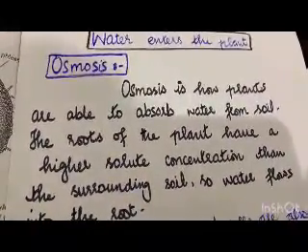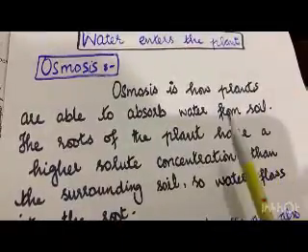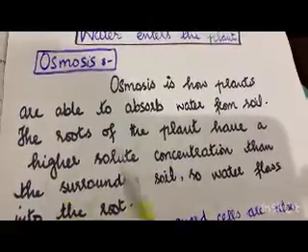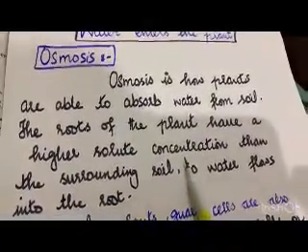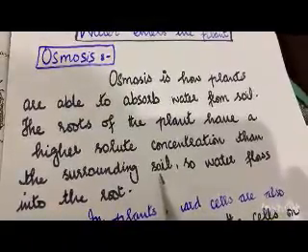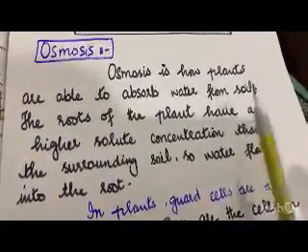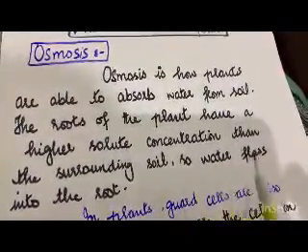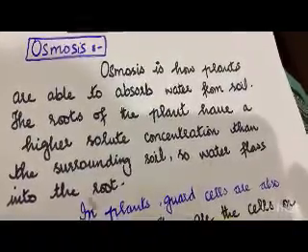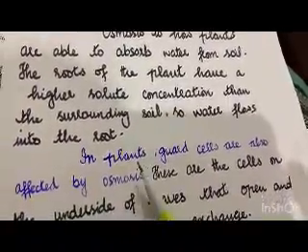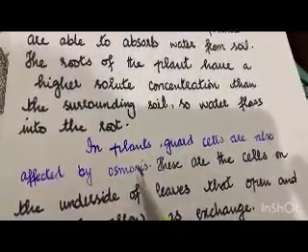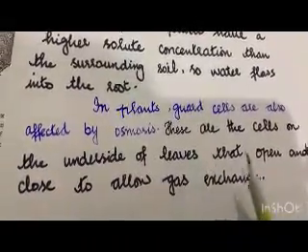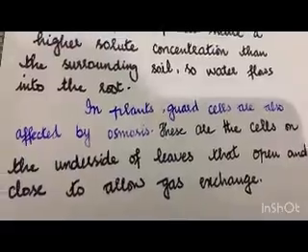What is osmosis? Osmosis is how plants are able to absorb water from the soil. So water is absorbed from the soil through a process called osmosis. The roots of the plant have a higher solute concentration than the surrounding soil, so water flows into the root. In plants, guard cells are also affected by osmosis. Now, what are guard cells? These are the cells on the underside of leaves that open and close to allow gas exchange.